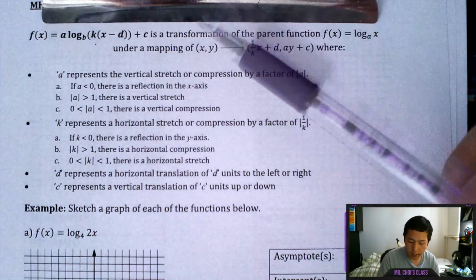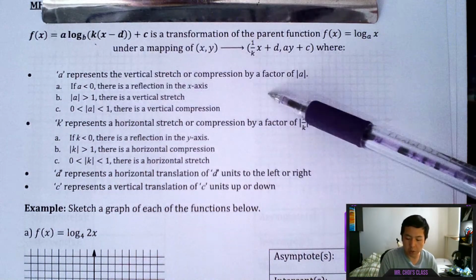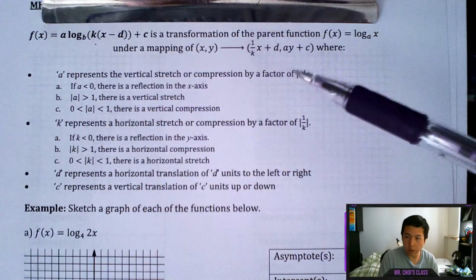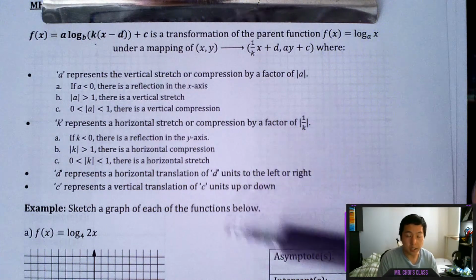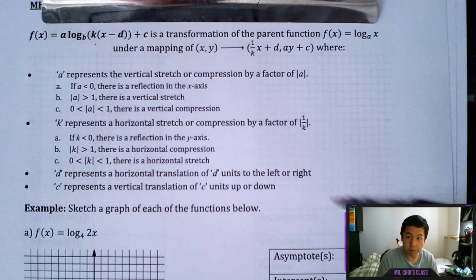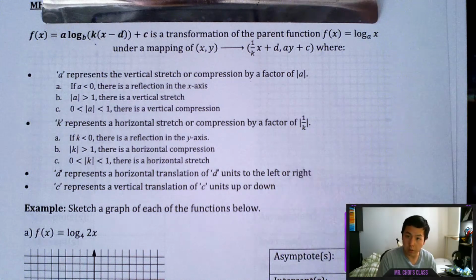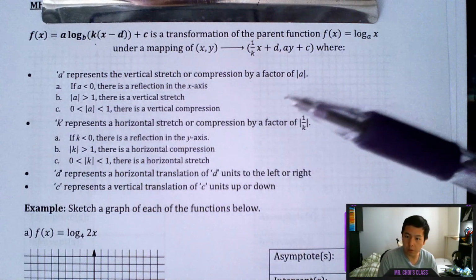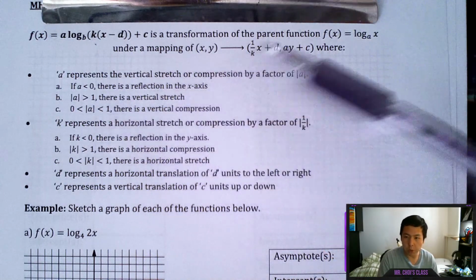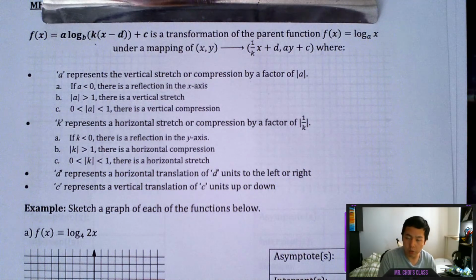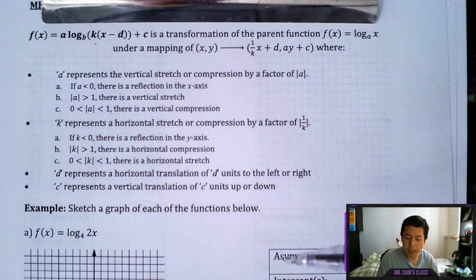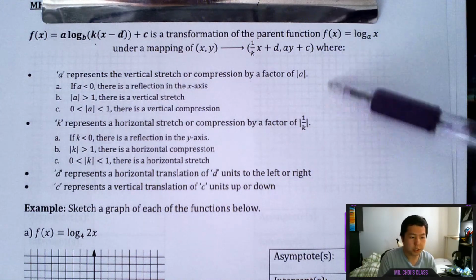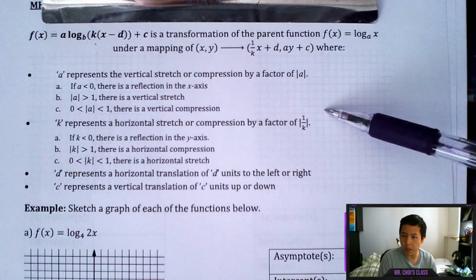So you should understand A is the vertical stretch or compression, and it depends on the value of A. If it's a negative number, it's a reflection in the x-axis, or a vertical reflection. If it's greater than 1, then it's a vertical stretch. And if it's between 0 and 1, a decimal or a fraction, it would be a compression. These rules stay exactly the same as they have before.